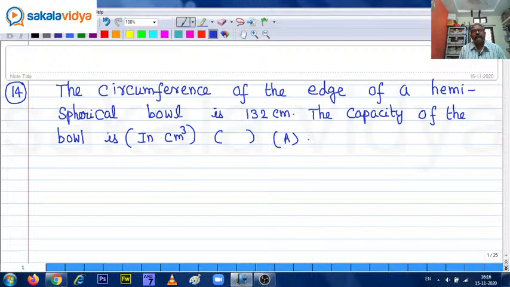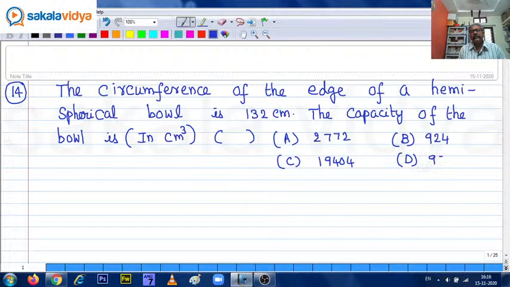First option 2772. Option B 924. Option C 19404. Option D 9702.